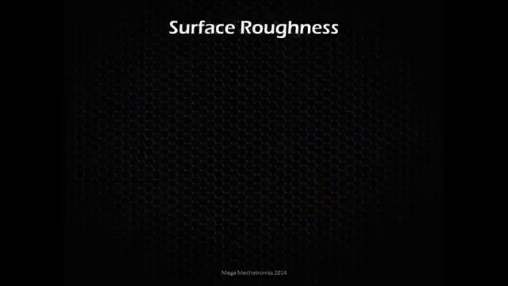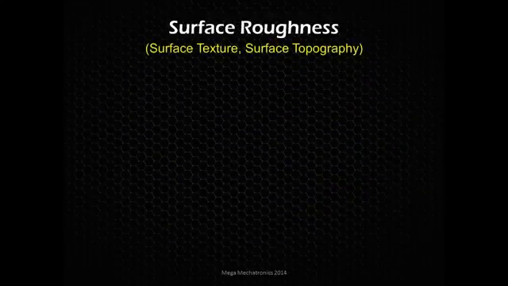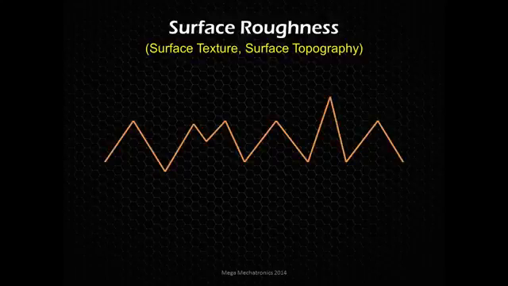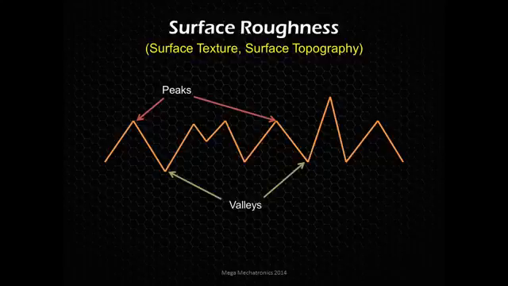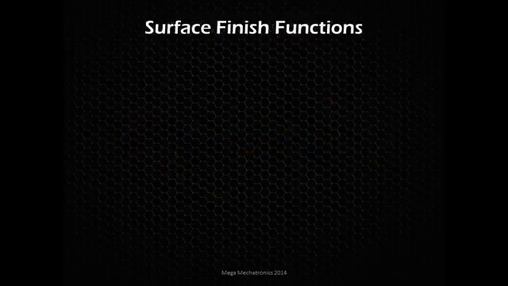So looking at surface roughness, which can also be surface texture, surface topography, but we'll say surface roughness, some attributes. This is the micro irregularities, and we have our peaks, and you can see that tall peak over there is a peak as well. And then we have our valleys here for these micro irregularities.